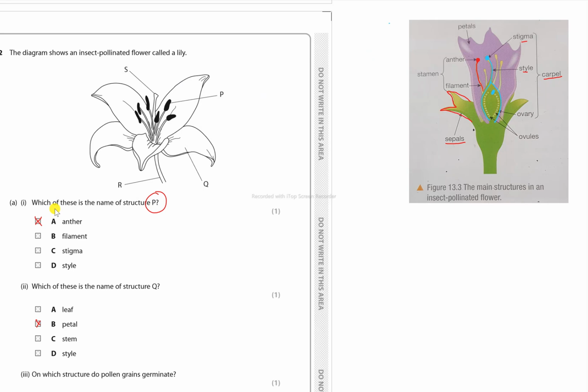So you've got your anther. You've got your stigma. You've got your petal. And that's just a flower stem or plant stem.